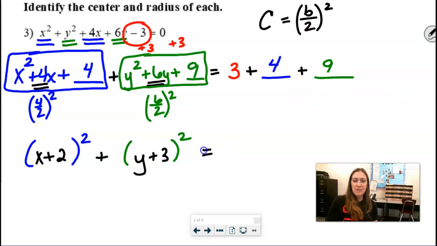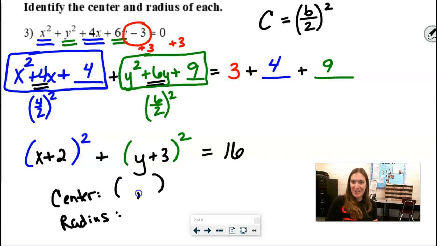And then on the right side of the equation, you just got to add some stuff up. So I should be able to add 16. So now this is kind of cool, I guess. You can tell me where the center is located. And you can tell me the length of the radius. So your center is located at the ordered pair. Be careful with your negatives. There's built-in negatives, right? -2 and -3. And the radius length here, remember this is r squared. So the radius is a length of 4.